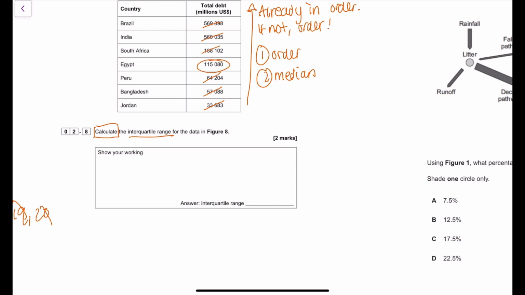We then need to find the median, so same as before, we cancel them till we get the middle number. Here we only have one, and therefore we then use that to calculate the lower quartile, which is the median again of that bottom half of data, and then the same with the top half of the data for our upper quartile.